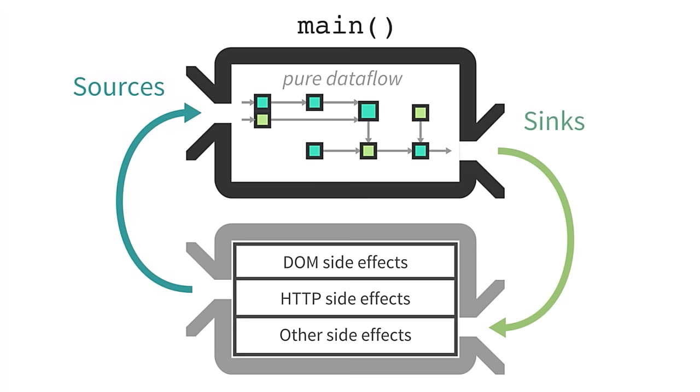So here's, again, I ripped this off straight from the Cycle website. Here's a diagram of how data flow generally works in Cycle. On the top, we have our application, a function called main, which is essentially just one big stream transformer. Remember, streams and observables are synonymous here. It's a function that takes in input streams called sources and outputs streams called sinks.